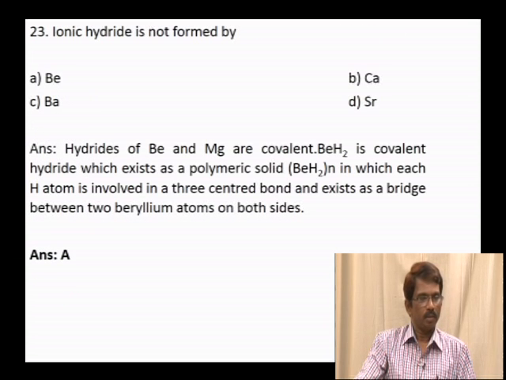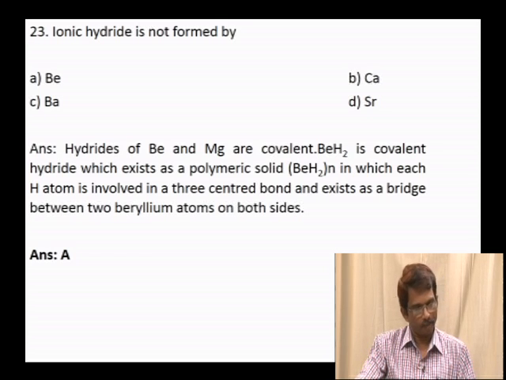In the 23rd question, ionic hydride is not formed by beryllium, calcium, barium and strontium. Hydrides of beryllium and magnesium are covalent. BeH2 is a covalent hydride which exists as a polymeric solid, in which each hydrogen atom is involved in a 3-centered bond and exists as a bridge between the two beryllium atoms on both sides. Therefore option A, beryllium hydride, is not an ionic hydride, and option A is the correct answer.